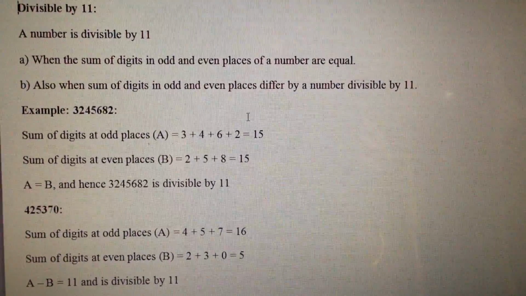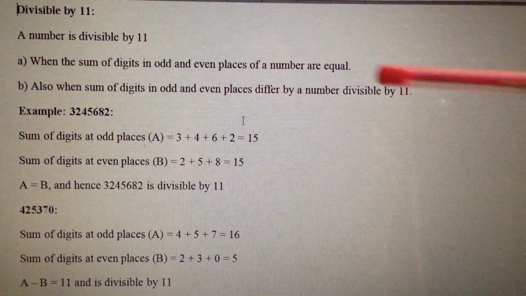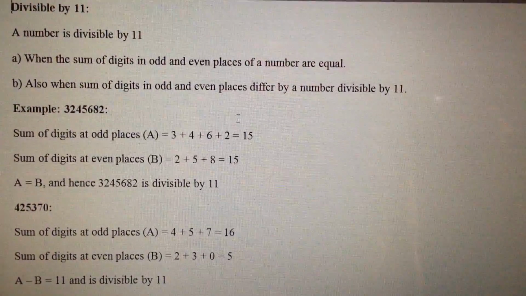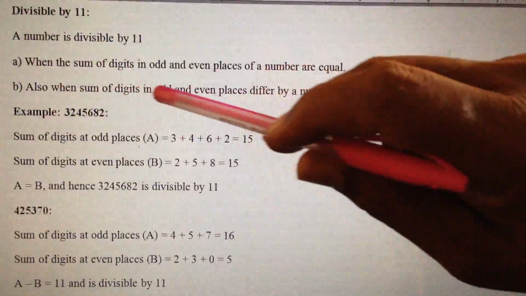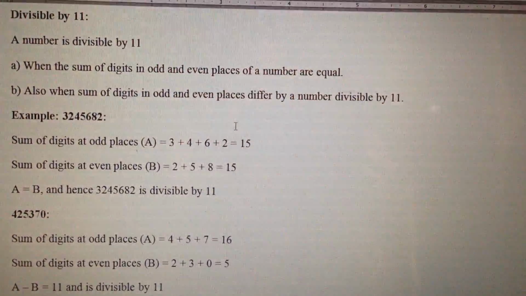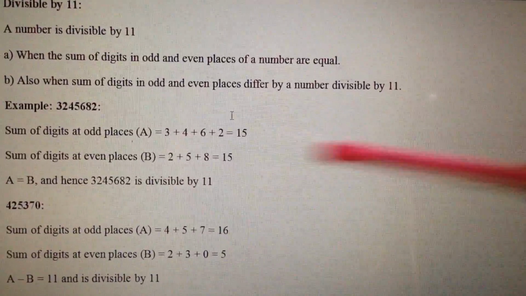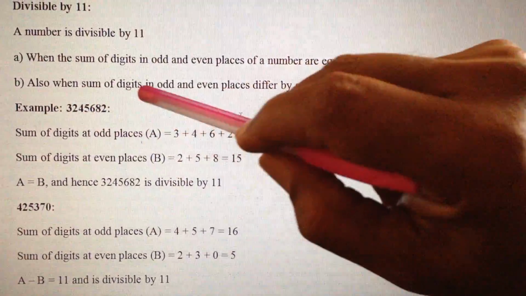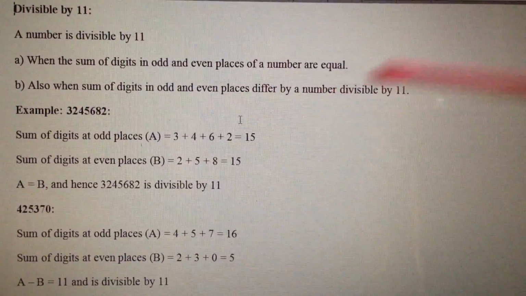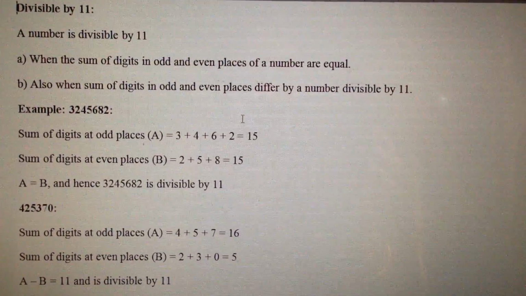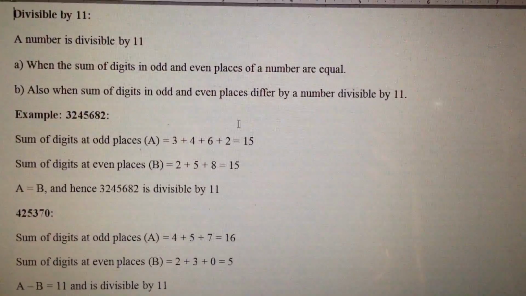Now divisibility rule of 11. A number is divisible by 11 under the following conditions. The first rule is when the sum of the digits in odd and even places of a number are equal. And the second one is when the sum of the digits in odd and even places differ by a number divisible by 11. Okay, if you see an example, that will be clear.